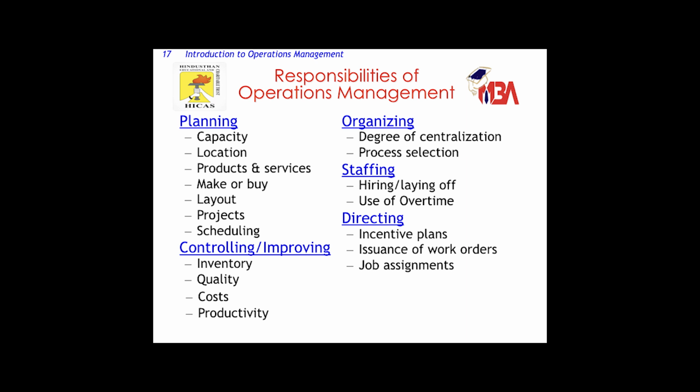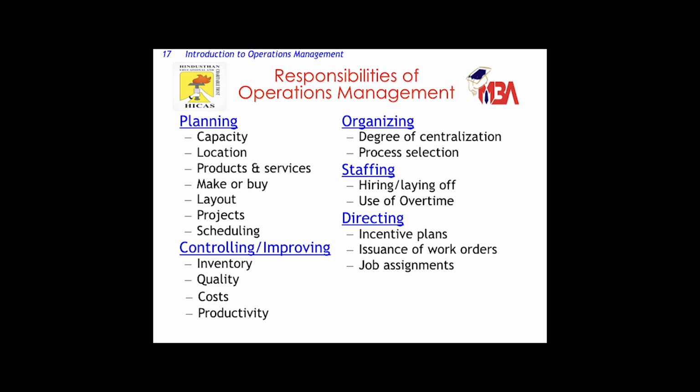Then coming to the control process, controlling and improving the performance of the goods-producing facility or the service-producing facility is a responsibility of the operations manager. So under controlling and improving, you have to control and improve the inventory. We all know inventory is an idle resource. So he has to decide what is the optimum stock level to be maintained so that the cost involved in stocking the inventory is less. So utilization of inventory has to be high. He has to control and improve the inventory management process.